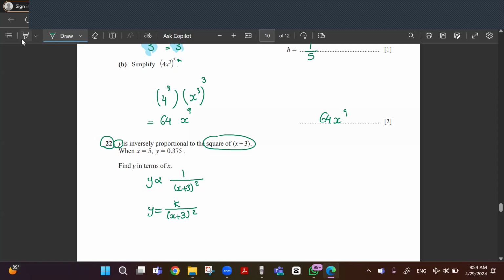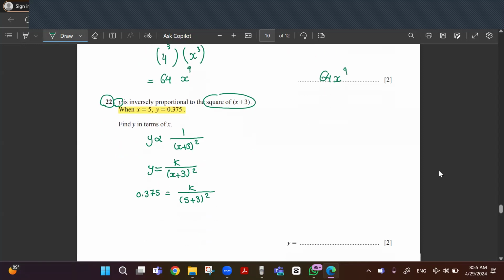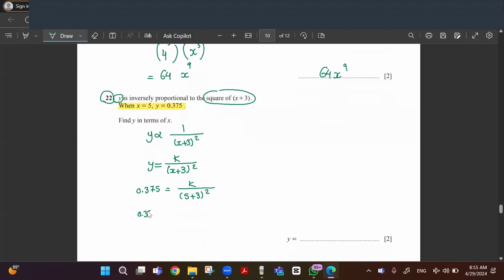Now go to the given information. This one, what to do with it? Substitute. y equals 0.375 equals k over (x, which is 5, plus 3) squared. Okay, from here, 0.375 equals k over (5 plus 3, which is 8), power 2 equals 64. Then make this over 1 and cross multiplication.